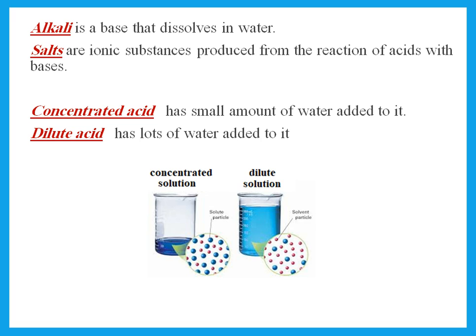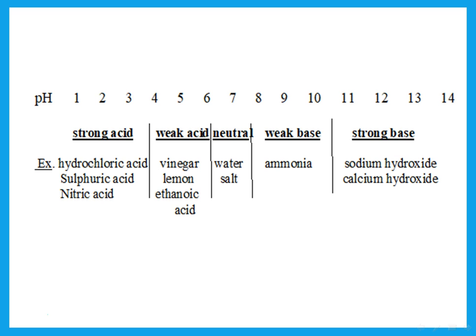We also should know the difference between concentrated solution and dilute solution. So if I say concentrated acid or concentrated base, this is a substance to which you have added only a small amount of water. Dilute has lots of water added to it, so it is mostly water with just a little bit of acid. We refer to that as dilute.